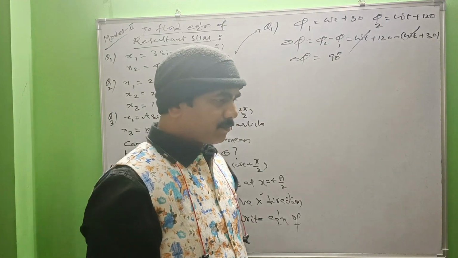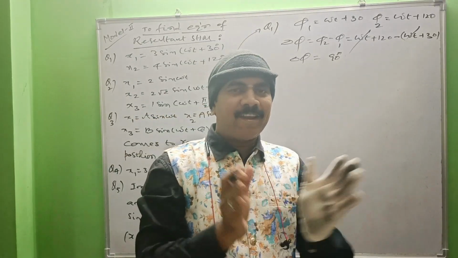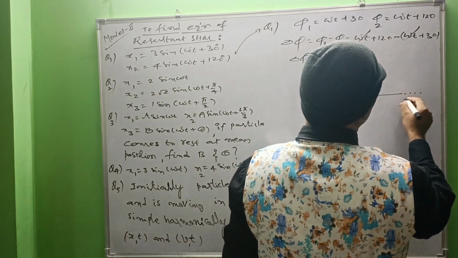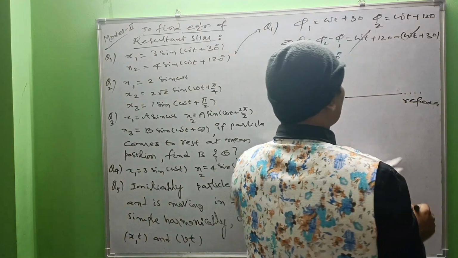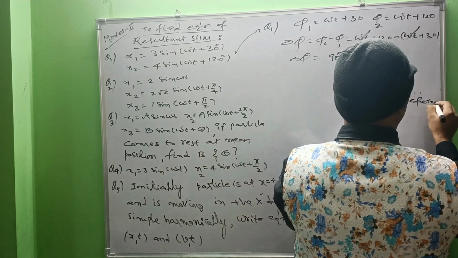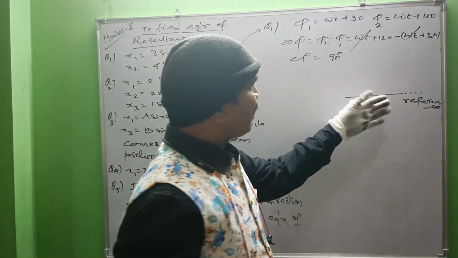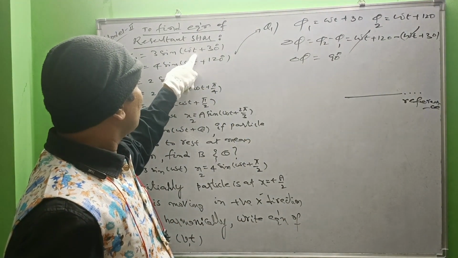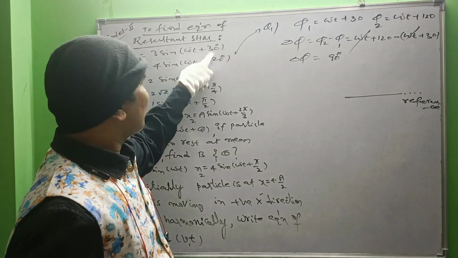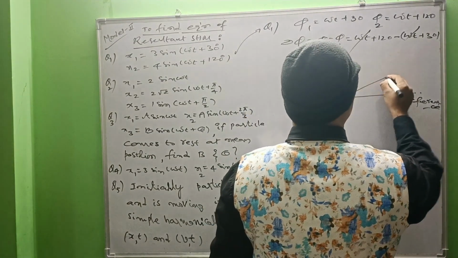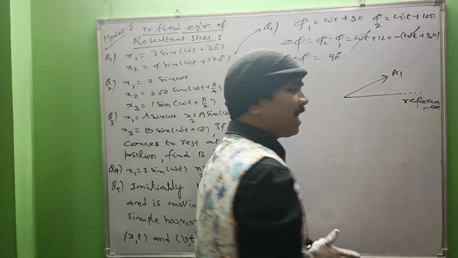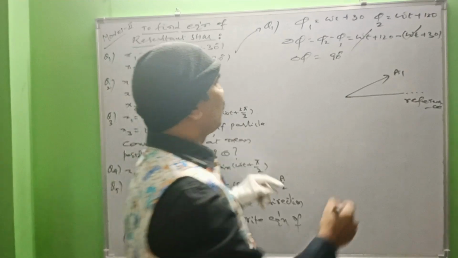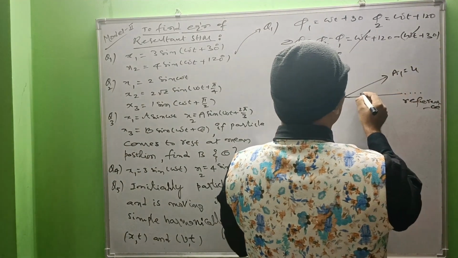So we have to consider one reference axis, say the x-axis. Now at t equal 0, what is the initial phase of the first oscillation? That is 30 degrees. This is A1. As far as the first oscillation is concerned, its amplitude A1 equals 3, and it can be taken like this.